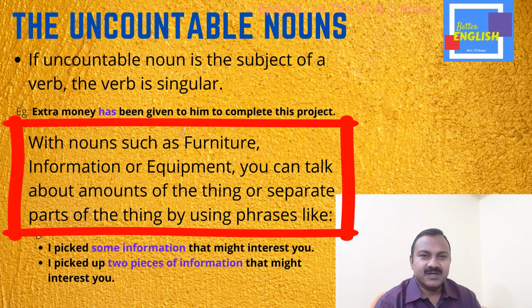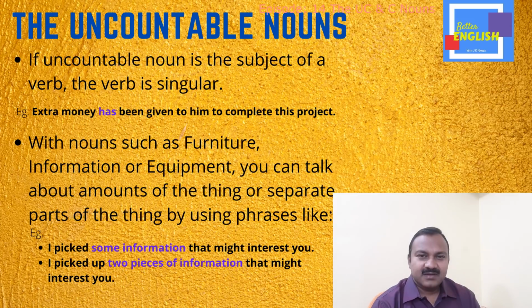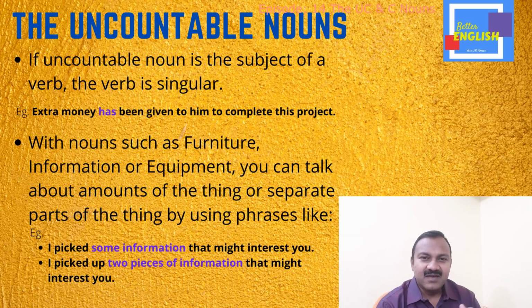You can use parts of the thing or amount of the thing in order to quantify the uncountable noun, like the furniture, information, or equipment. For example, you can say some pieces of information. You cannot say one information or two information. Instead, you can say some information or some pieces of information. That's a correct expression. I hope you understand.